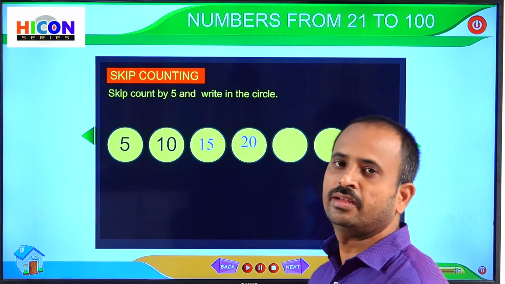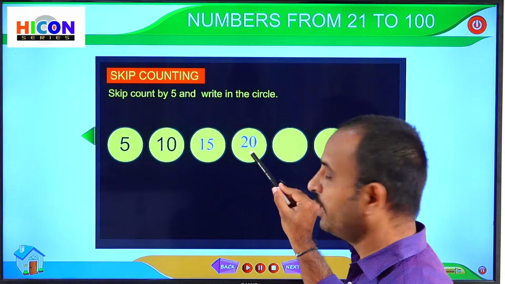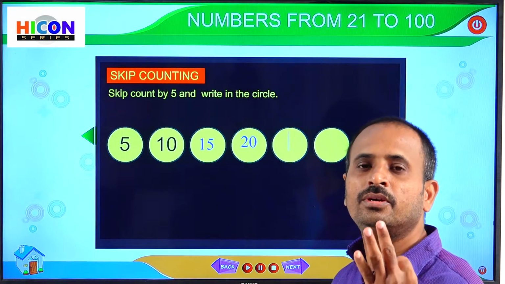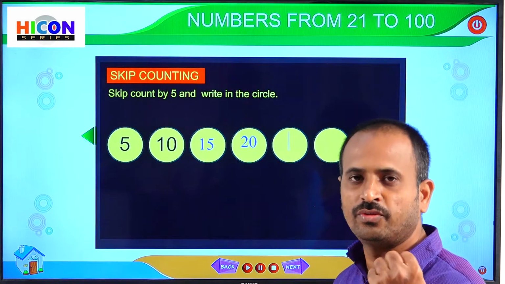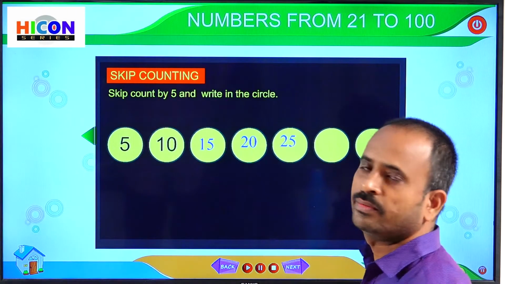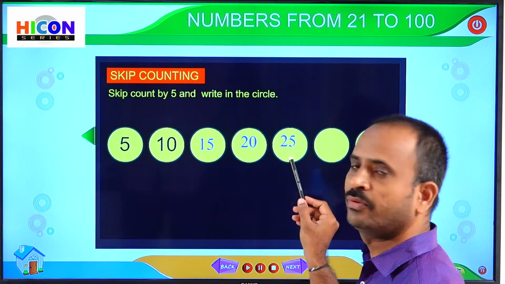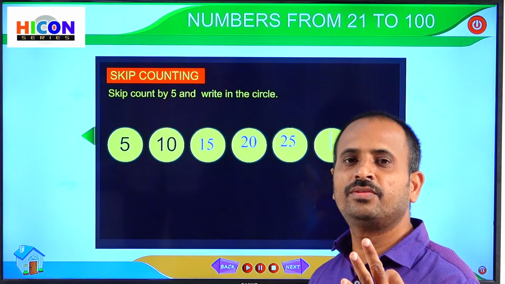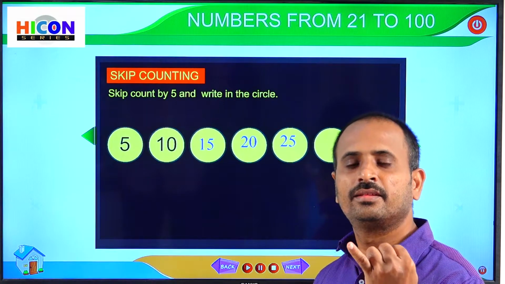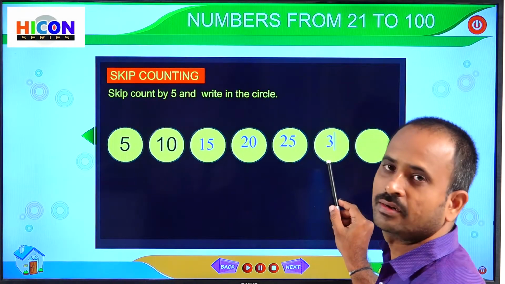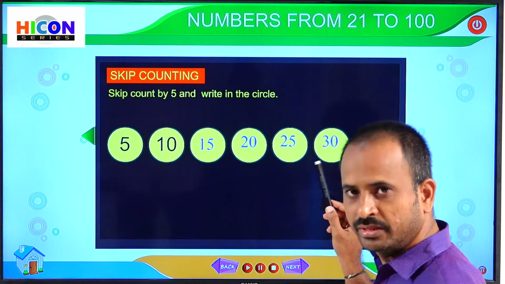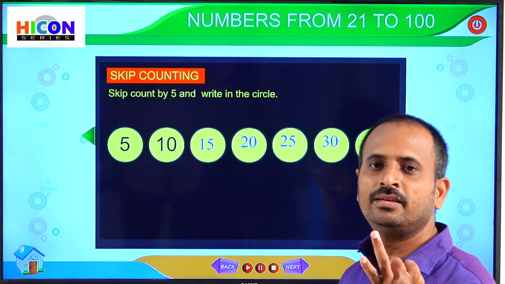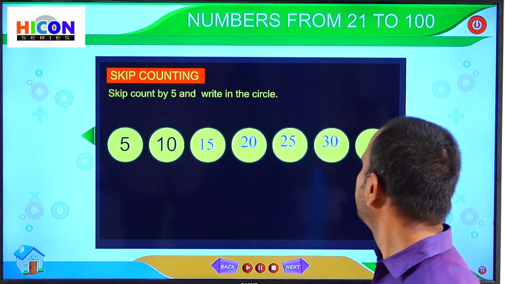Write 20 here. Again add 5 to 20. After 20: 21, 22, 23, 24, 25. So 25. Again add 5 to 25. After 25: 26, 27, 28, 29, 30. So 30 here. And add 5 to 30. After 30: 31, 32, 33, 34, 35. So 35.